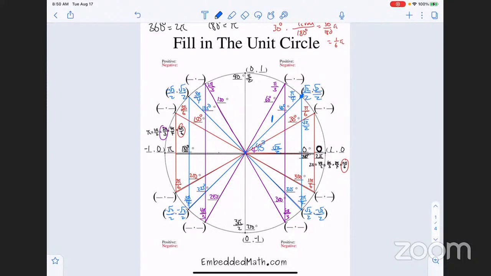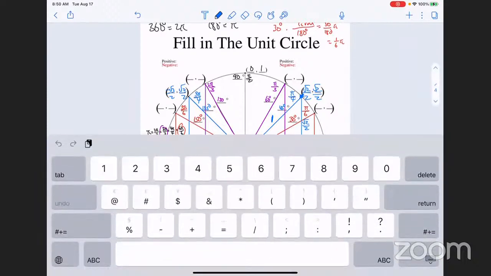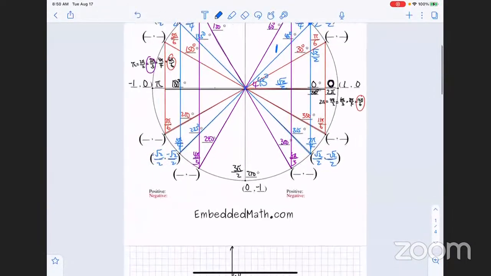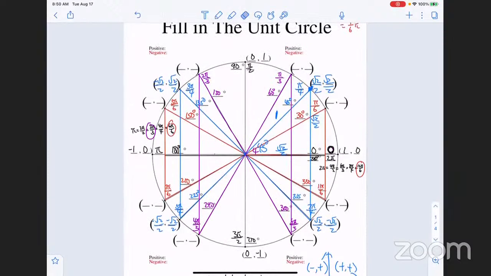Does that make sense? Because a quadrant, on this side's first quadrant is plus plus, negative plus, and negative negative, and positive negative. Okay.